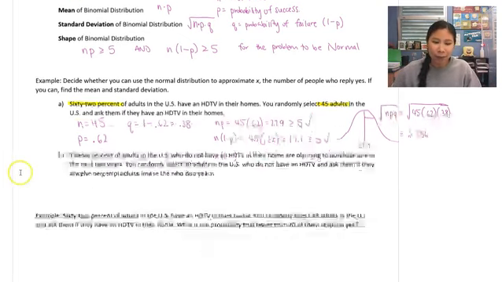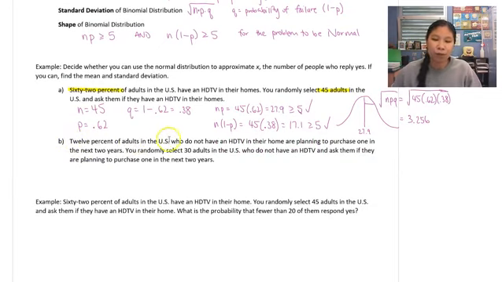Okay, another example. This time 12% of adults in the US who do not have an HDTV in their home are planning to purchase one in the next 2 years. You randomly select 30 adults in the US who do not have an HDTV and ask them if they are planning to purchase one in the next 2 years. And again, we want to see if a normal curve would fit for this. So to check for that, we need to multiply n times p, n times 1 minus p, and see if we get a number bigger than or equal to 5.